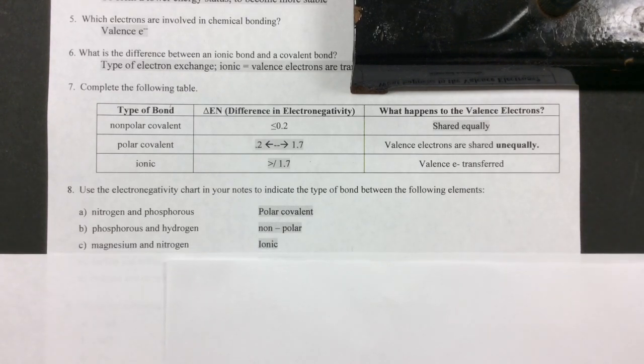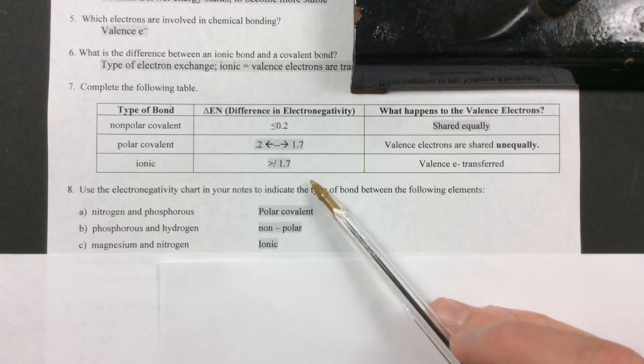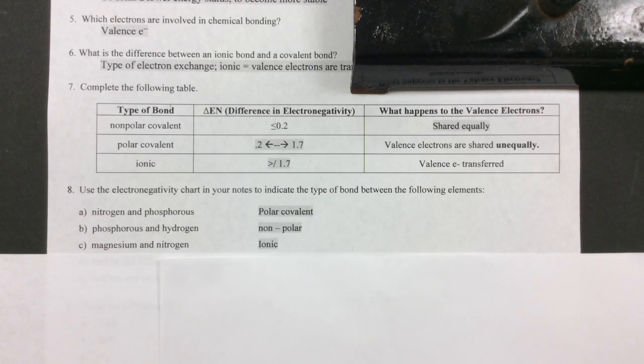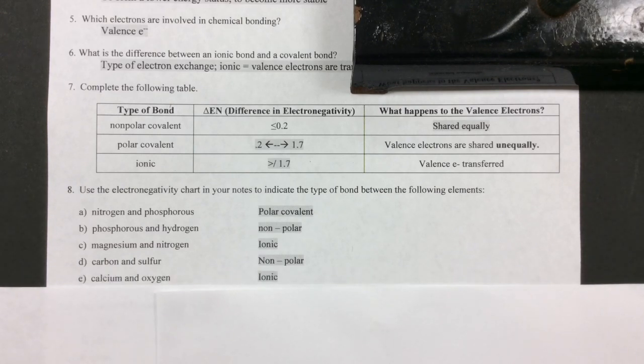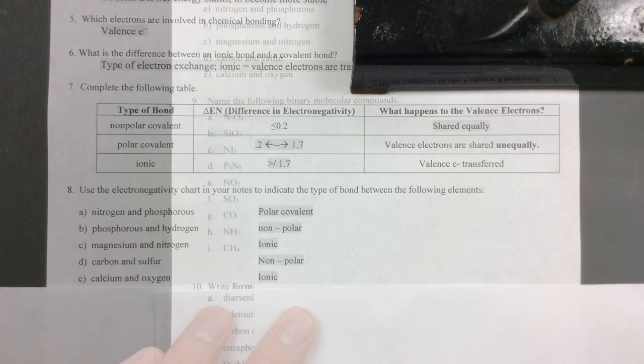Magnesium and nitrogen, using that same chart, would be a difference greater than 1.7, which makes it an ionic bond. Carbon and sulfur is a non-polar bonded compound, and the last one, calcium and oxygen, would be ionic.